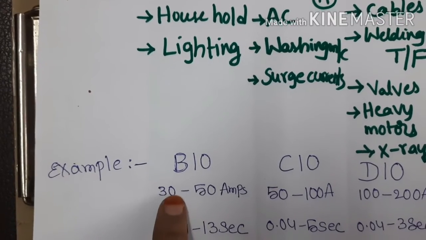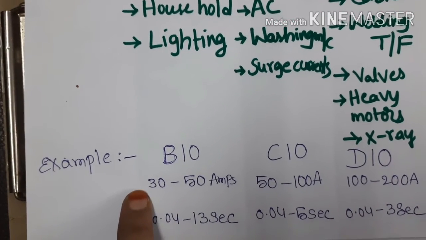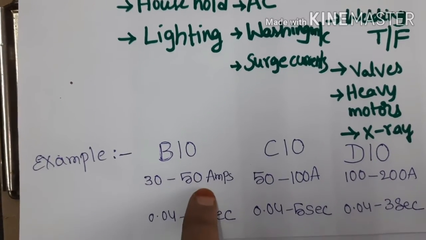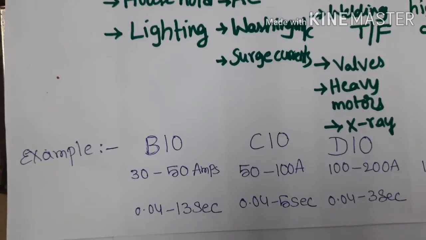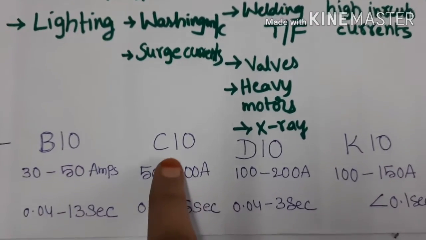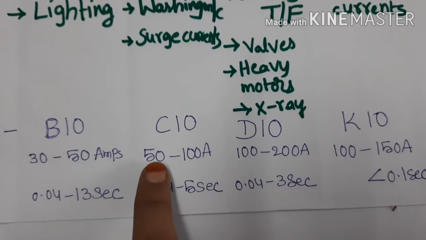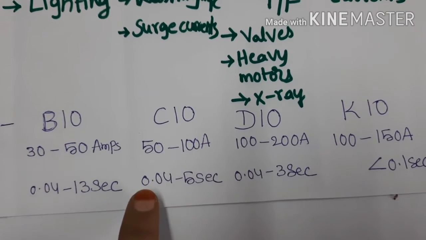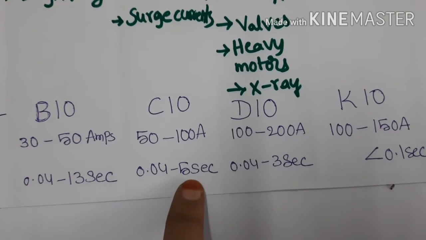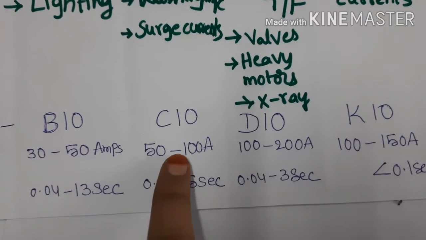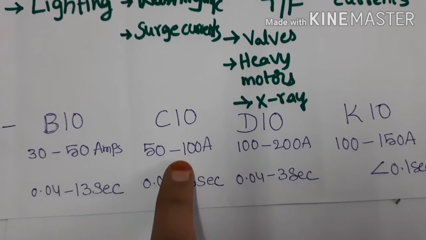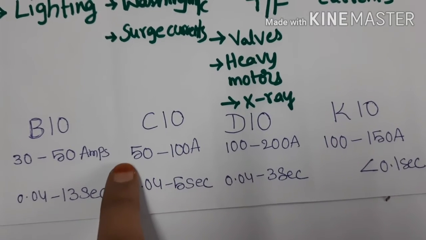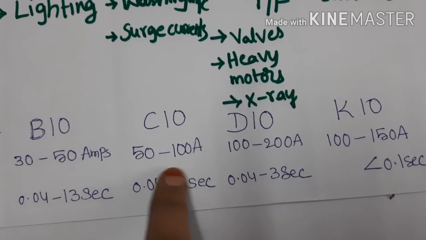Here, if the fault current is less than 30, that is 29 amps, this MCB will not trip. If it is 30 and above, only then will it trip. In case of C type MCB, its operating current is 50 amps to 100 amperes and operating time is 0.04 seconds to 5 seconds. In case of any fault, if the fault current is more than 50 and less than 100 amps, it will operate. If the fault current is even 49 amps, it will not operate.